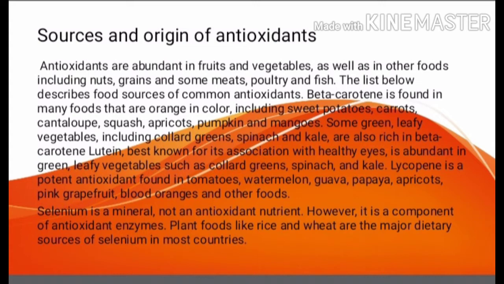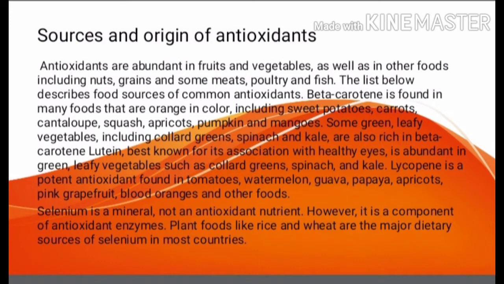Antioxidants are abundant in fruits, and you can also find them in vegetables as well as in other foods, including nuts, grains, and some meat, poultry, and fish. The list below describes food sources of common antioxidants. Beta carotene is found in many foods that are orange in color, including sweet potatoes, carrots, cantaloupe, squash, apricots, pumpkin, and also mango. Some green leafy vegetables, including collard greens, spinach, and kale, are also rich in beta carotene.